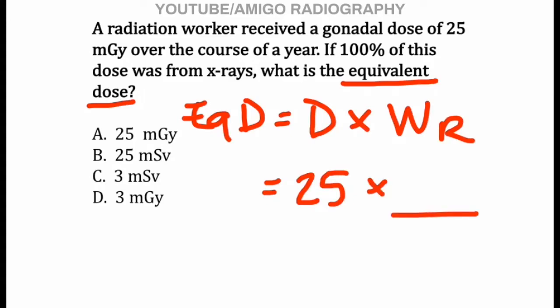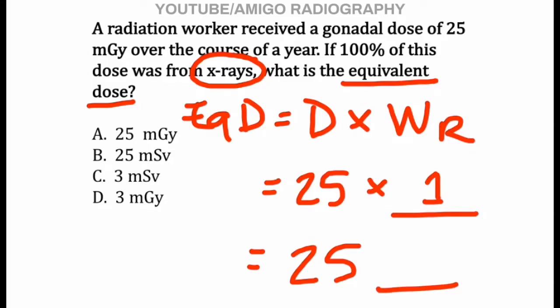Our radiation weighting factor depends entirely on the type of radiation that is exposing the person. In this case, it's X-rays. If we look this up in a table, we'll find that X-rays have a radiation weighting factor of 1. So this one's pretty simple. We simply take 25 times 1, and it equals, of course, 25.